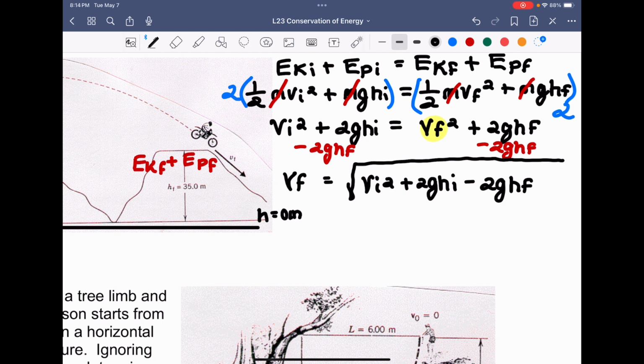Now again, you may think if you don't use subscripts, you'll be like, oh, it's 2gh and 2gh and they're positive and negative, so cancel them. No, that's not right, because the h here is different for both of these, hi and hf. It's the importance of using subscripts.